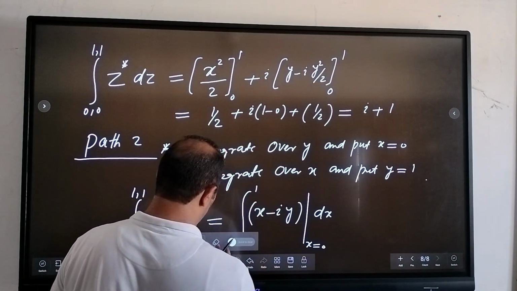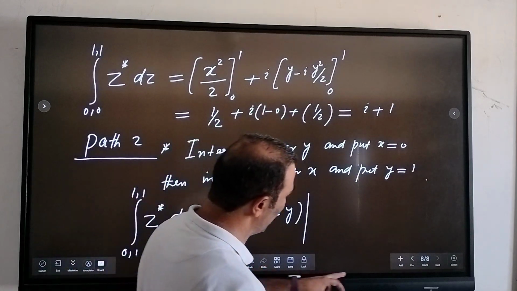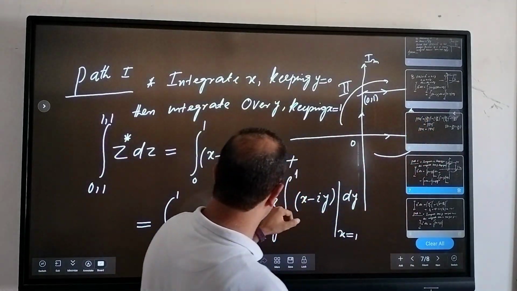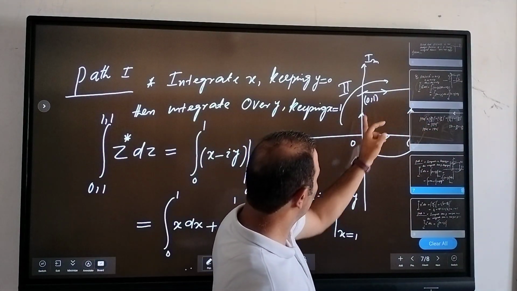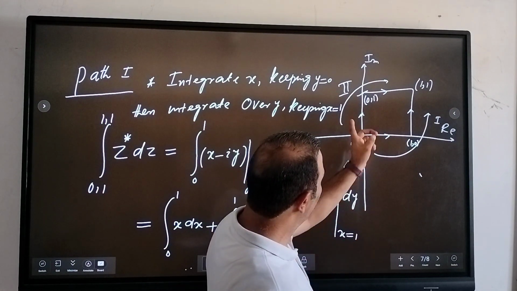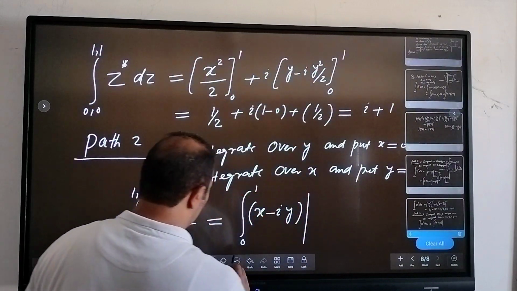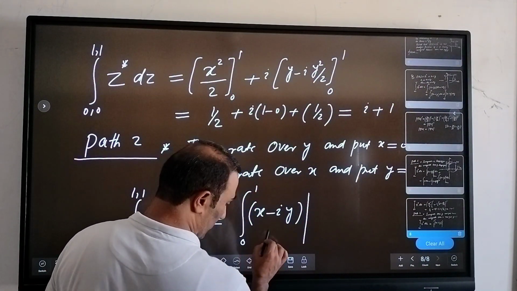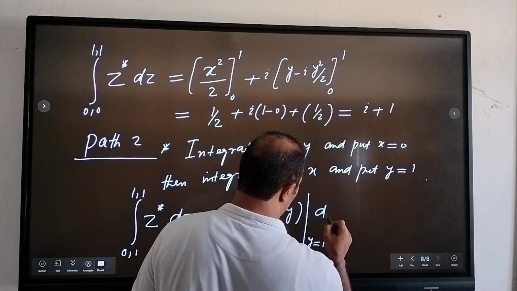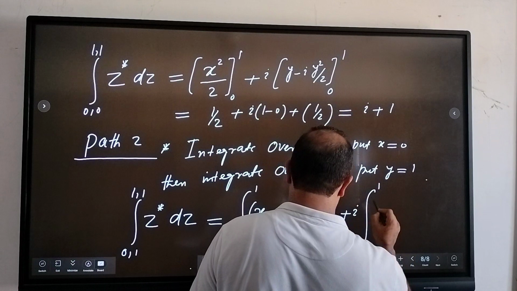Okay, so I need to say something here, because when we are verifying, you just check that the first integral will be this one, the second part of it, so that means we have to integrate over y but putting x equal to 1. Similarly, the second one will be the real part, right? So here x varies from 0 to 1 but putting y equal to 1, this is dx plus iota integral from 0 to 1.